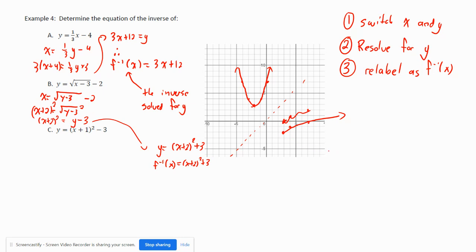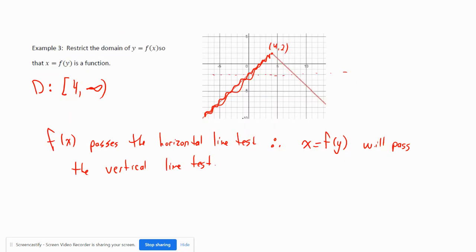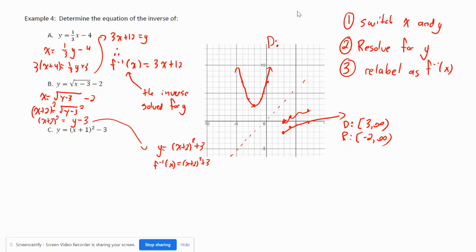Okay, now the reason is, this is my original. My domain is going to be from 3 to infinity, and my range is going to be from -2 to infinity. Now, what we learned in the previous example is when you take the inverse of a function, the domain and range flip. So that means the domain should be the same as this one, which is -2 to infinity, and the range should be 3 to infinity. My range is good here. It goes from 3 to infinity, but my domain is not. So my domain should be -2 to infinity.